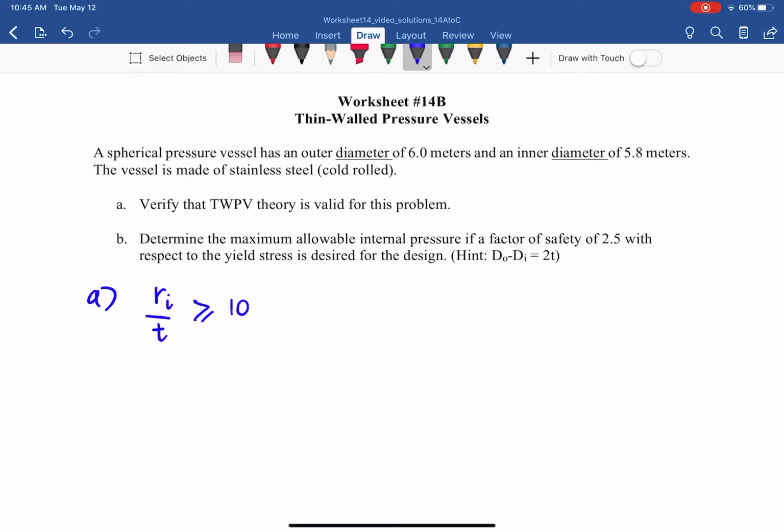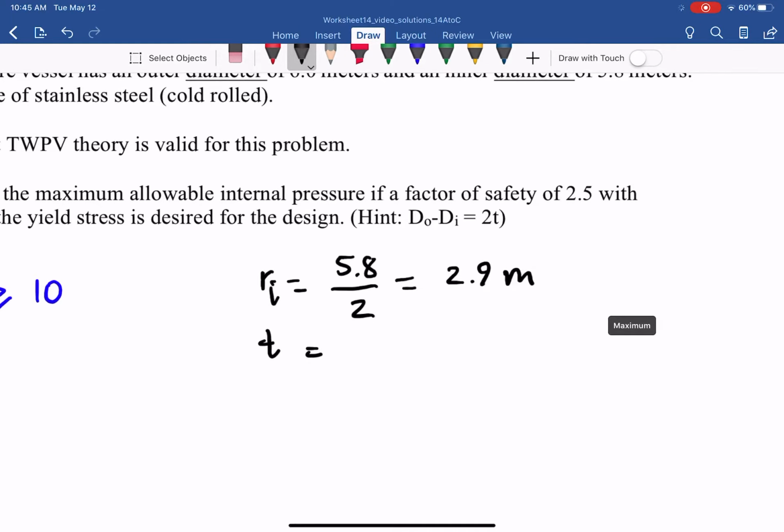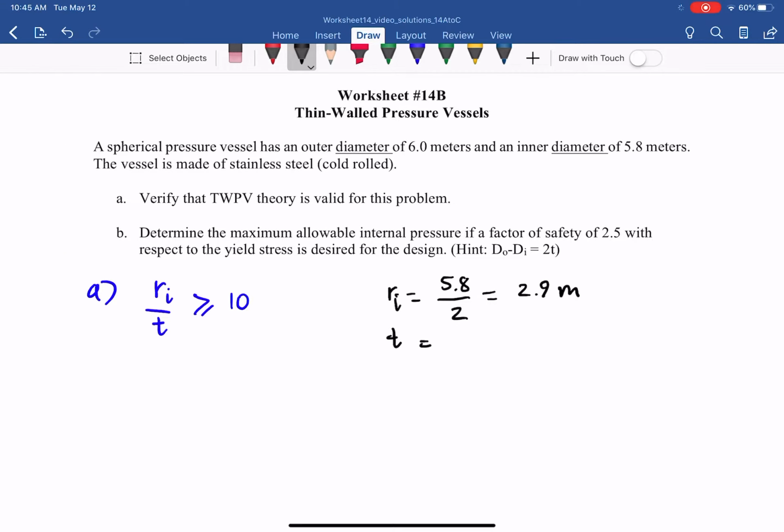So from that, we need to determine what is Ri and what is t, so we can get this part done. So Ri, as you can see, they give us the inner diameter, so we have 5.8 divided by 2, which is 2.9 meters. And then we have t, the thickness. From the hint, D0 minus Di equals 2t, so we have t equals D0 minus Di over 2. So it will be 6 minus 5.8 divided by 2, so it will be 0.1 meter.